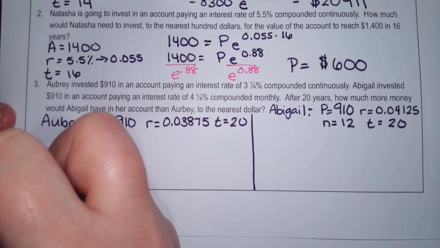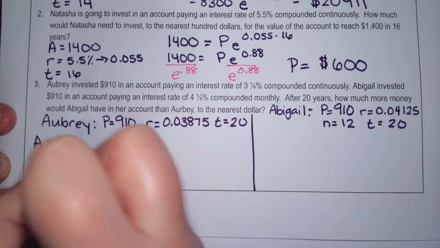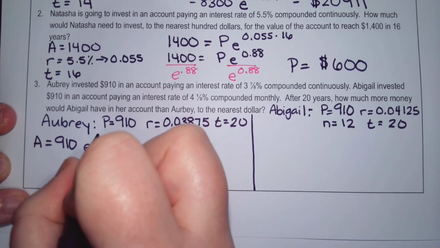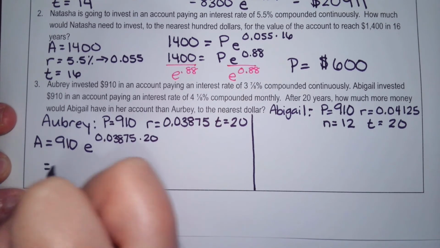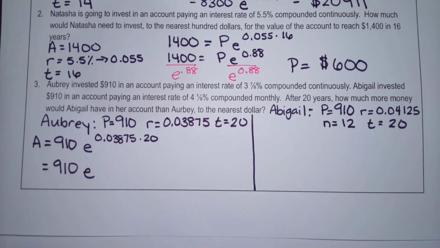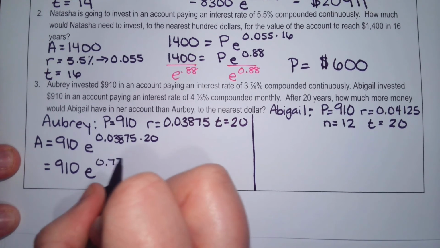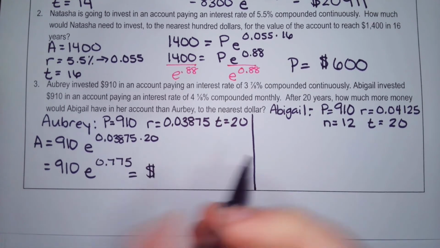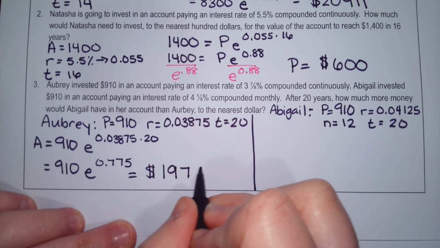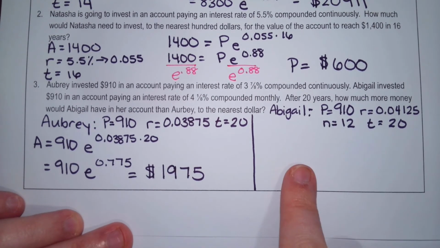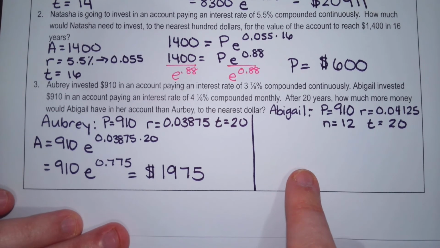So, Aubrey, A is equal to 910 E to the 0.03875 times 20. So that's going to be 0.775. And so to the nearest dollar, we have $1,975.